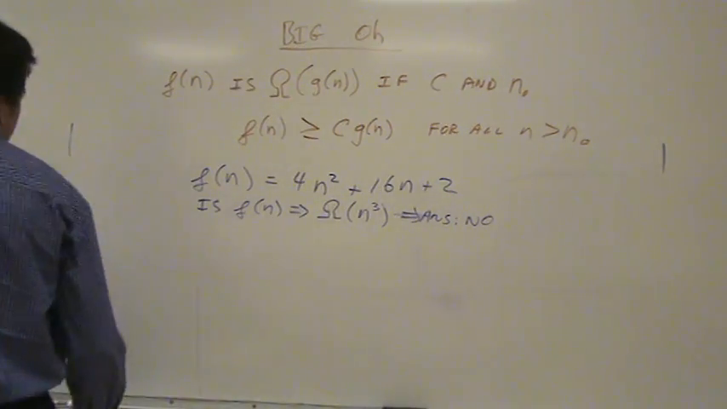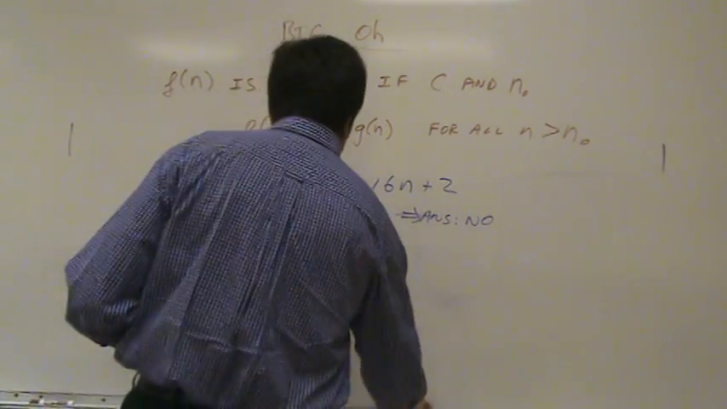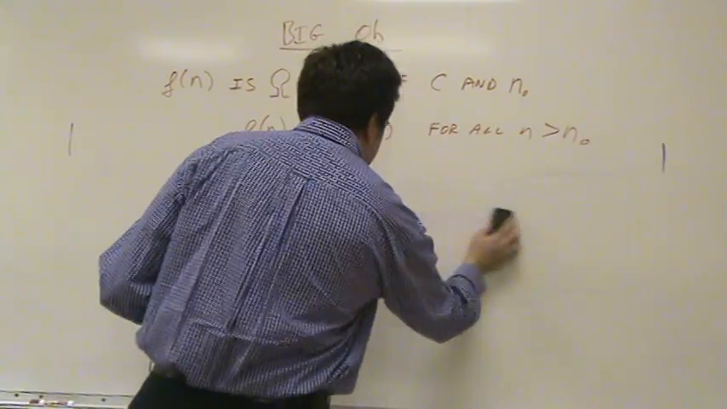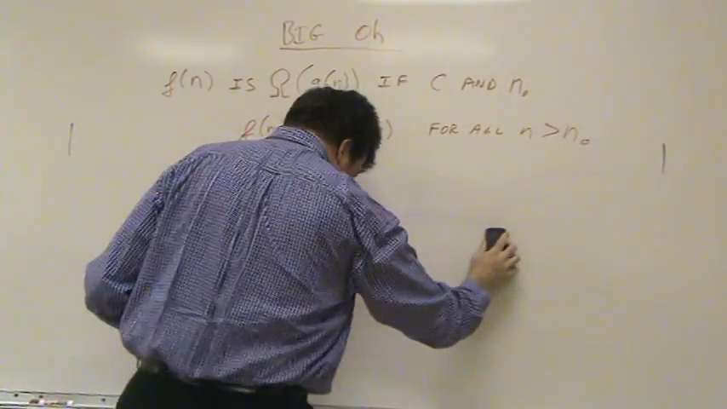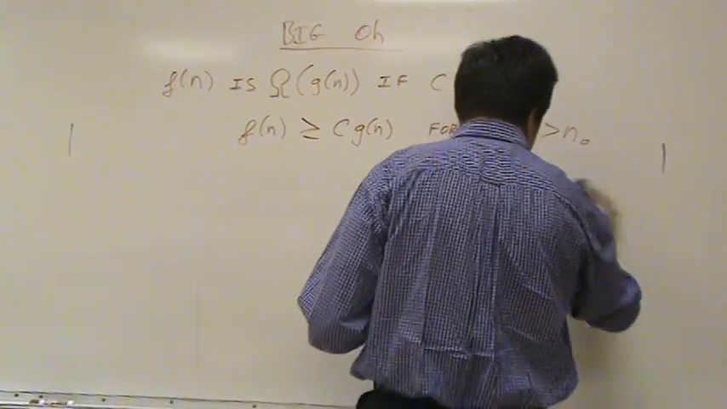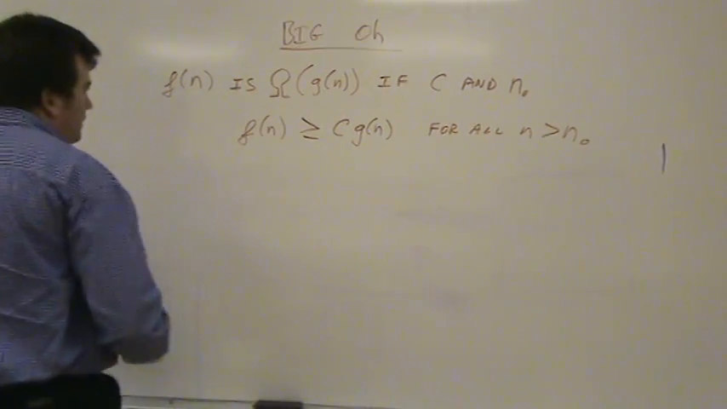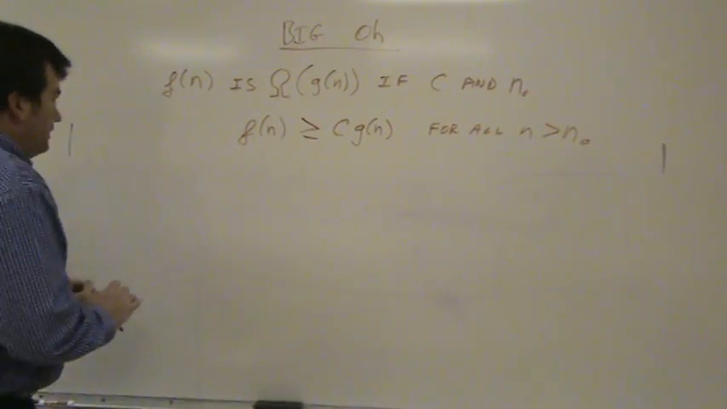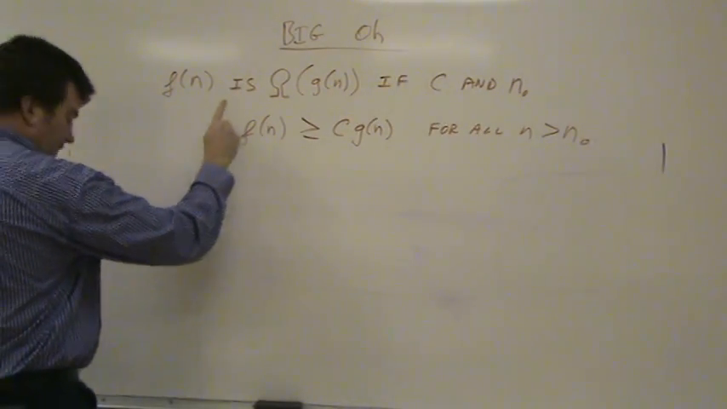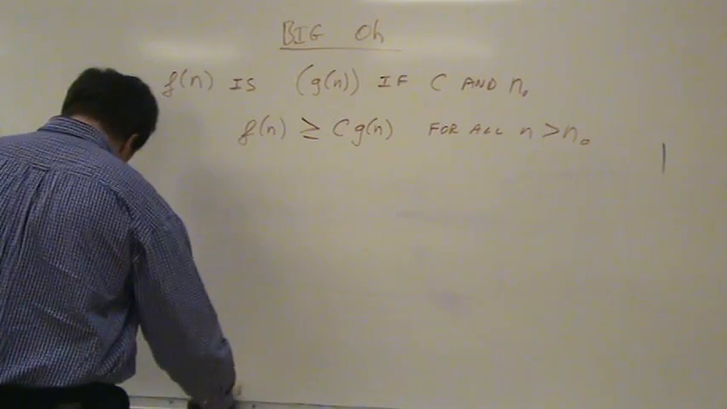Okay. Now there's a third definition we'd like to go over. And this is where we take the combination of these two. Okay, so we're going to say a function f of n is, we'll use another Greek letter, theta.